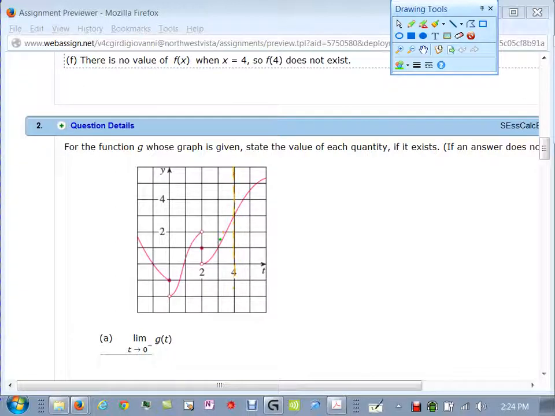So I come in from the left. I'm approaching, what's this value here, 3. So I come in from the right. I'm also approaching 3. And since it's 3 from the left and the right, the answer is 3. The limit as t approaches 4 of this function, g, is 3. Also, it's defined at 4, even though they didn't ask for it. G of 4 would be 3.